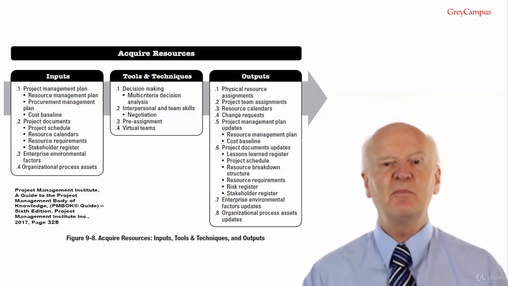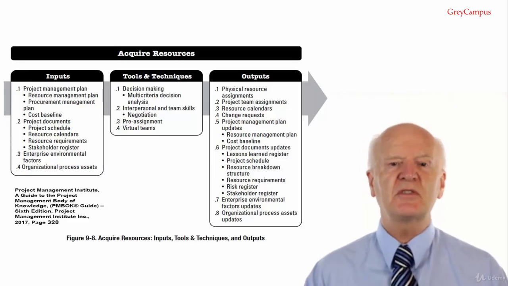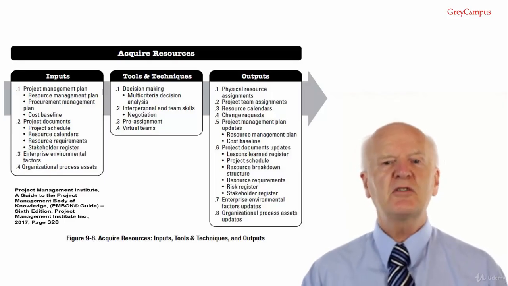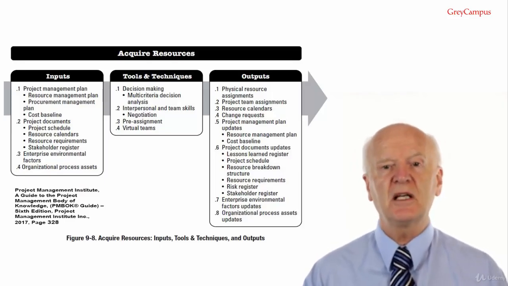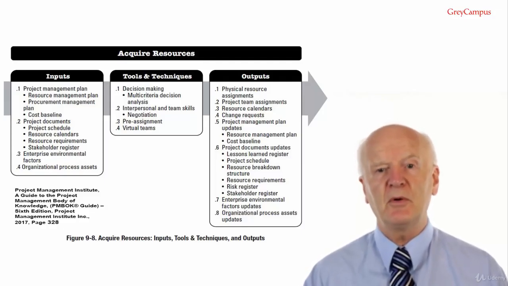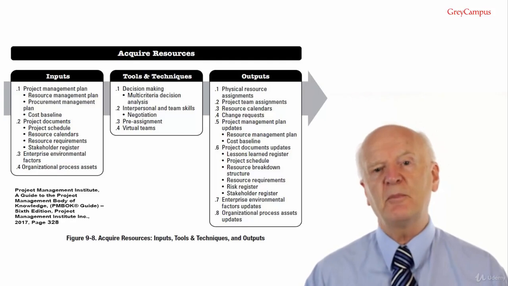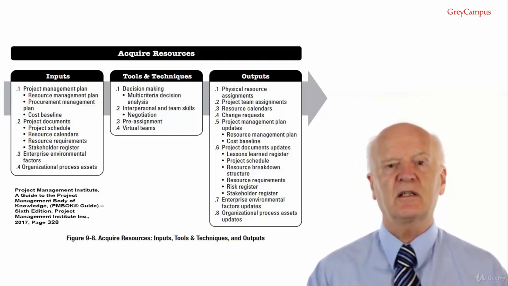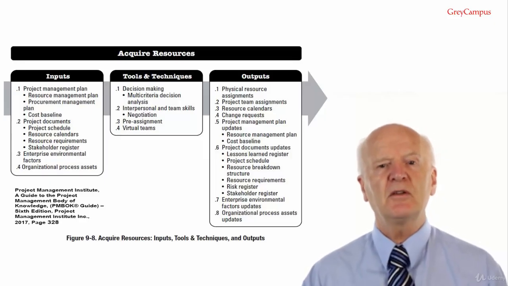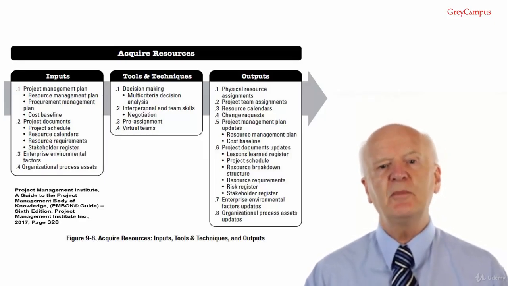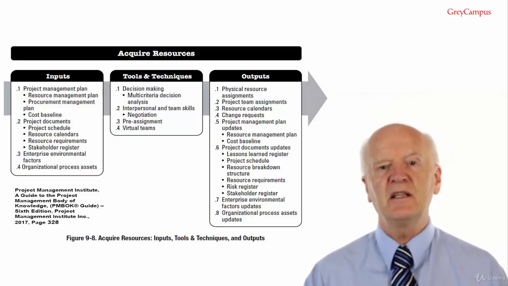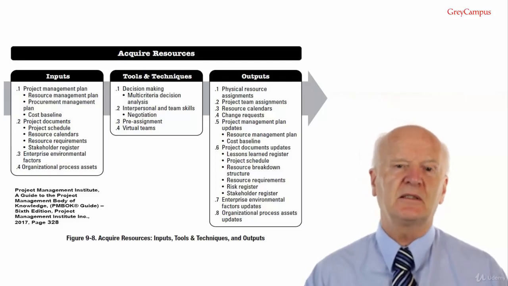Tool and technique number 3, pre-assignment. When physical or team resources for a project are determined in advance, they are considered pre-assigned. This situation can occur if the project is a result of specific resources being identified as part of a competitive proposal, or if the project is dependent upon the expertise of particular resources, a particular expert for example. Pre-assignment might also include team members who have already been assigned in the develop project charter process or other processes before the initial project management plan has been completed.